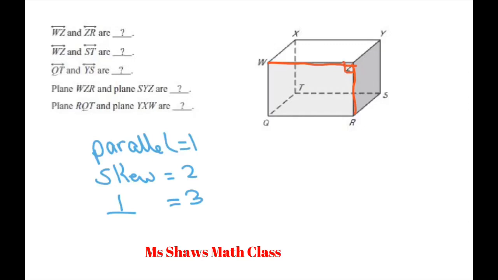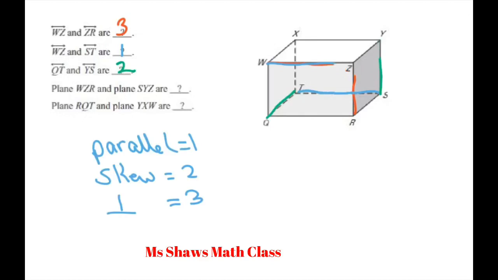So that's number 3. We have WZ and ST. Where's ST? Okay. Those are parallel. So that's number 1. We have QT and YS. Now those aren't parallel, they're not perpendicular, and they don't intersect, so that's skew, number 2.